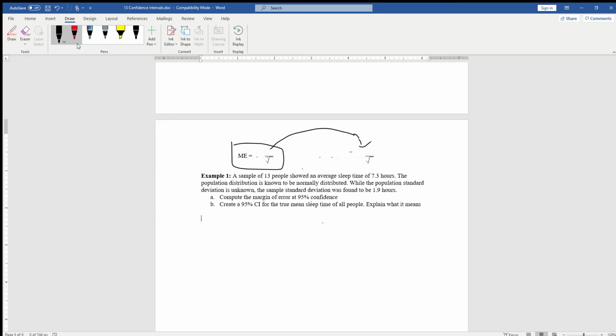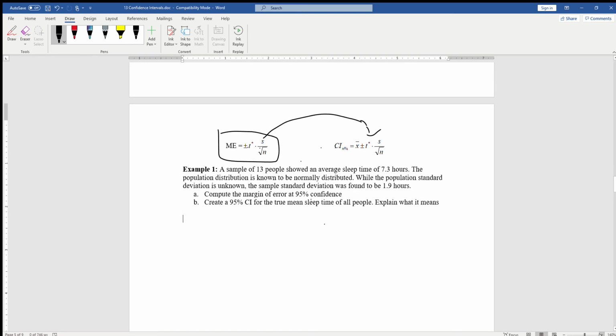Okay, and again, it just disappeared on me. I'm not sure where it went. I can bring it back.